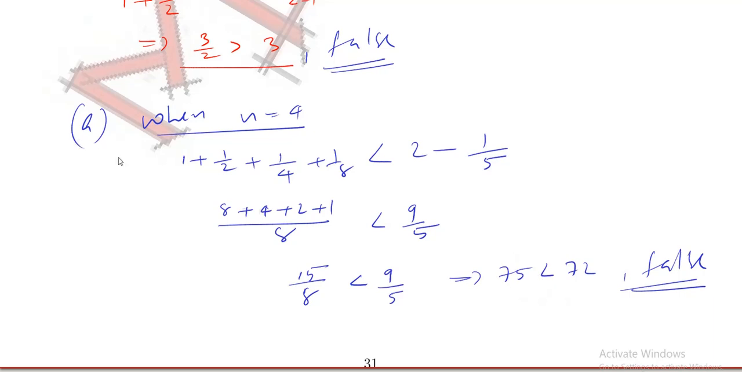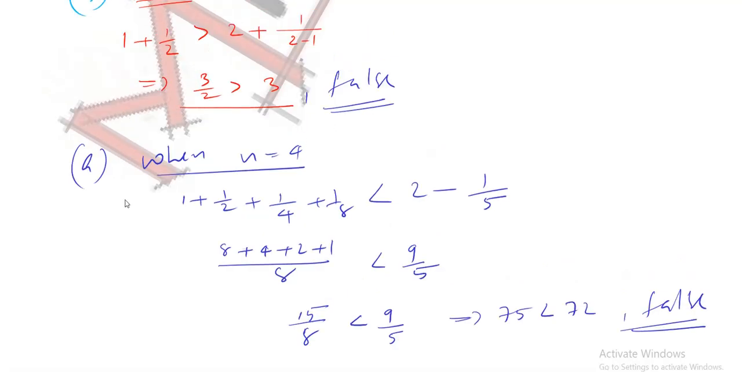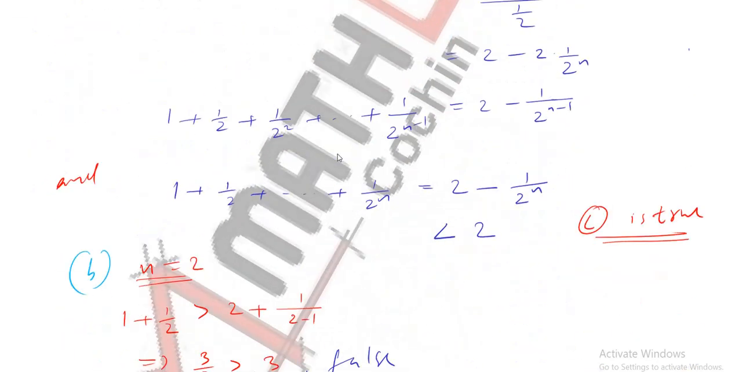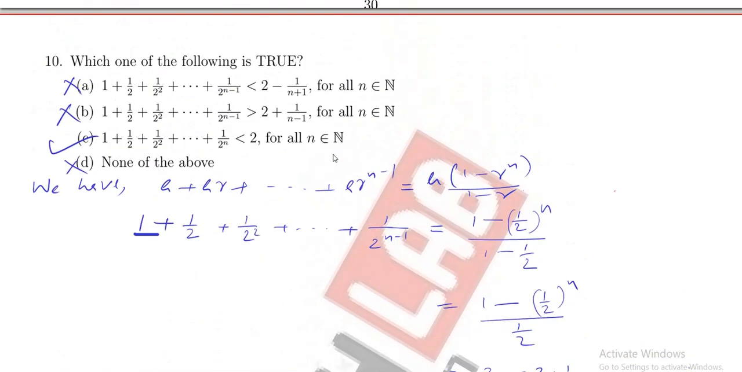Here you can observe one thing: when n is equal to 1, 2 and 3, this result is true, but after that the result is false. So A is also false. So the only correct option is C. D is also false. So C is the correct option. All right, so that's it for this question.